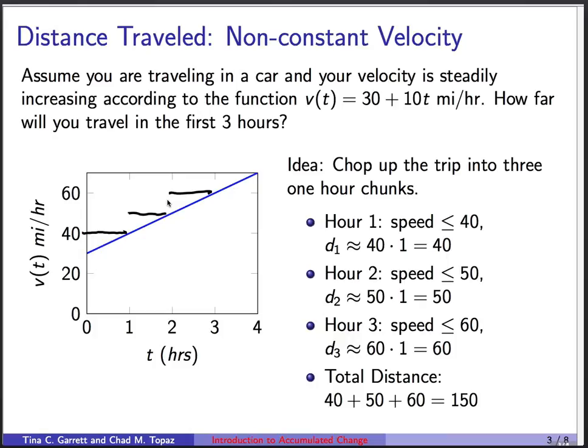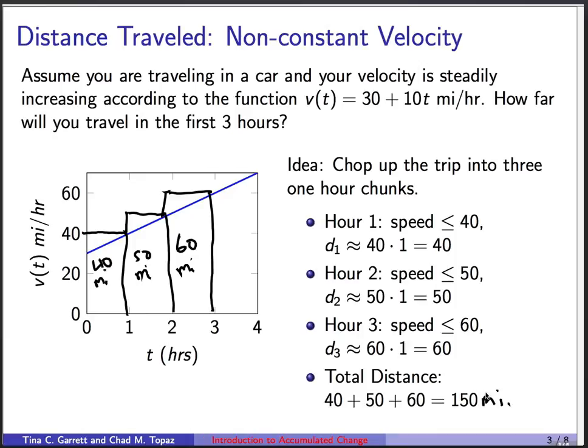We know what to do with a constant velocity for the first hour, right? You traveled 1 hour at 40 miles per hour, not really, but we're pretending, so you would have gone 40 miles. Second hour, you would have gone 1 hour at 50 miles per hour, represented by this rectangle here, so that would be 50 miles. And then the third hour, you would have gone 60 miles per hour for an hour, represented by this rectangle here, that's 60 miles. Then you add things up, and 60 plus 50 plus 40 is 150, so we're going to say your total distance is 150 miles.